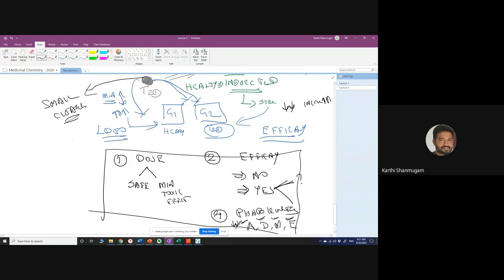Again, they have to make some change in the structure. So they will do this repeatedly again and again and again. It's an iterative process. So they stop this until they got a molecule that is having a balanced property for absorption, distribution, metabolism, excretion, less toxicity, and good efficacy. Okay, that molecule we can say as a very balanced drug-like molecule.